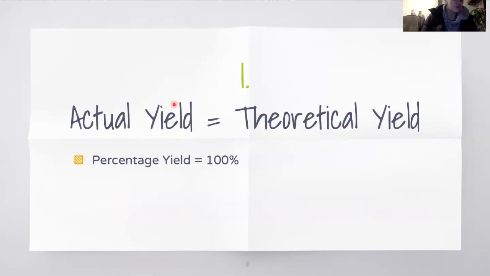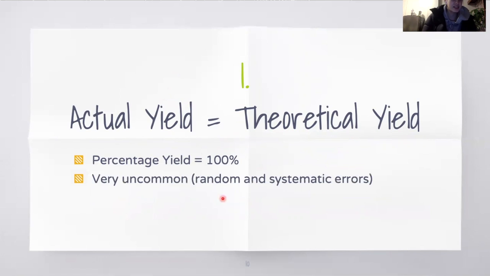There are three different cases for what your percentage yield outcome means. The first case is that the actual yield is equivalent to the theoretical yield. The percentage yield will equal exactly 100%. This is very, very uncommon, as systematic errors and random errors are almost always bound to happen.